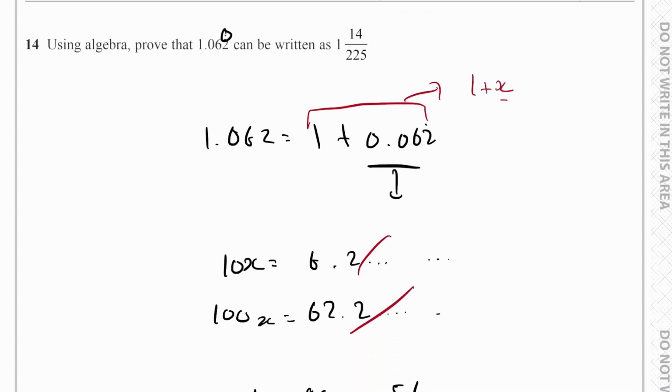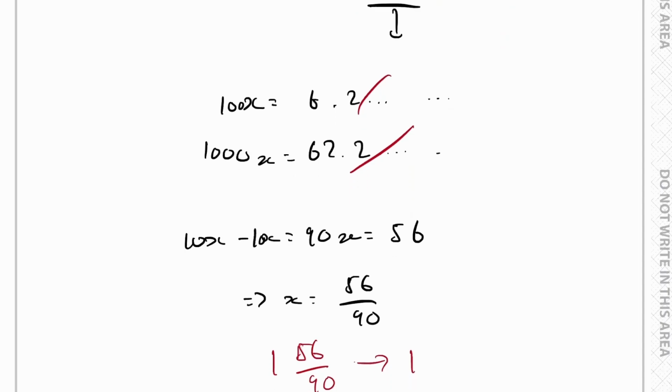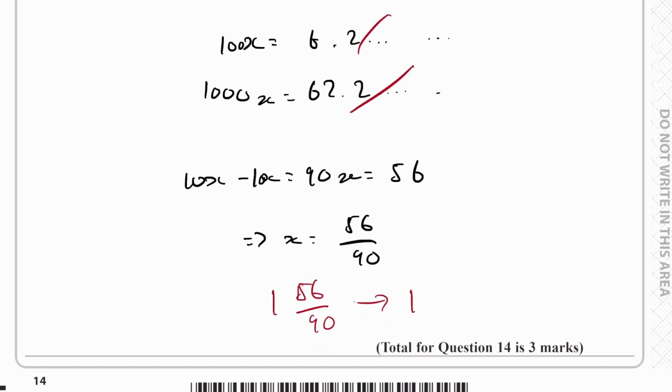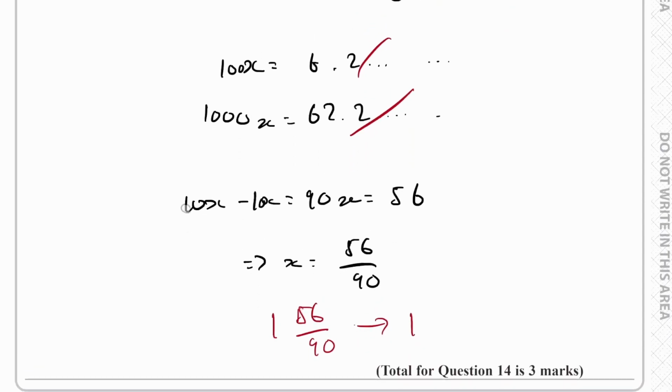And so all of this then, this is not 10x, this is 100x. And this is not 100x, this is 1000x. And you can see where this is going. Therefore, we did 1000x minus 100x, so let's correct that. And you give 900x, and then this should be divided by 900. And then this does indeed simplify down to 1 and 14 over 225.